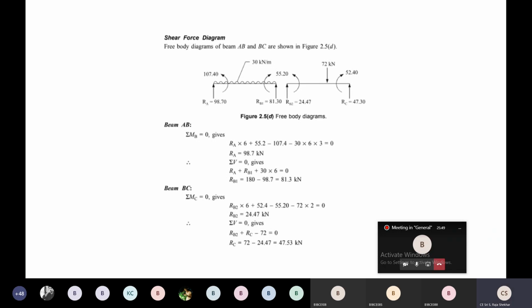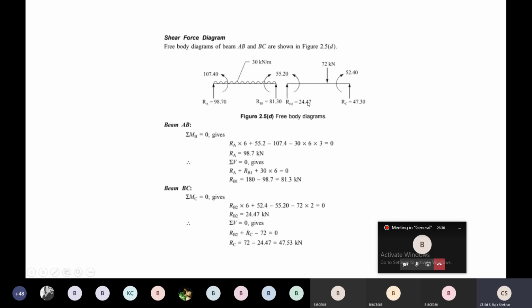So now I want to use sigma Fy is equal to 0 for the AB span for getting RB1. The total load is taken by two supports, that is RA and RB1. RA value we are getting is 98.70. The total load is 30 into 6. To get the total load, since the length is 6 meters, we have to multiply 30 kilonewton per meter into 6. Subtract 98.70 from the total load, and we are getting 81.3 kilonewton as RB1. RB1 is equal to 81.30.